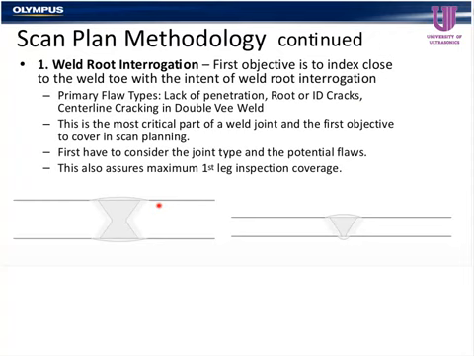Now we consider this an important area of the joint because this is where the joint originates. This is where the welding process begins. So we designate this as a critical area, but because we have so much variability in the flaw type, the one thing we want to make sure we do is interrogate this area first. And we try to get to this area on the first leg if we can.